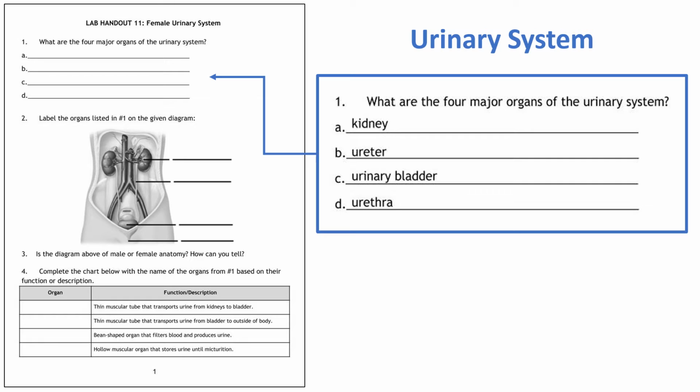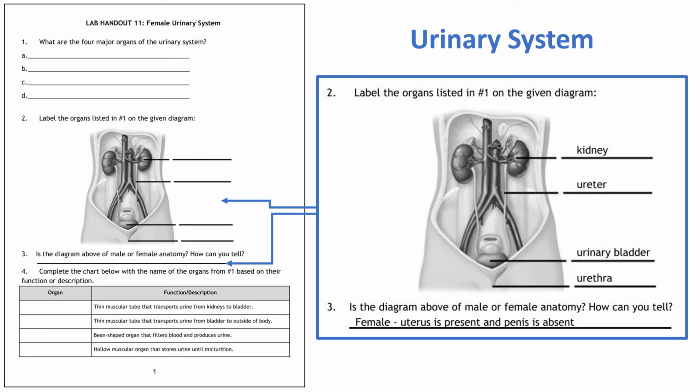Urinary system. What are the four major organs of the urinary system? Kidney, ureter, urinary bladder, urethra. Label the organs. Kidney, ureter, urinary bladder, urethra. Is the diagram above of male or female anatomy, and how can you tell? Female, because the uterus is present and the penis is absent.